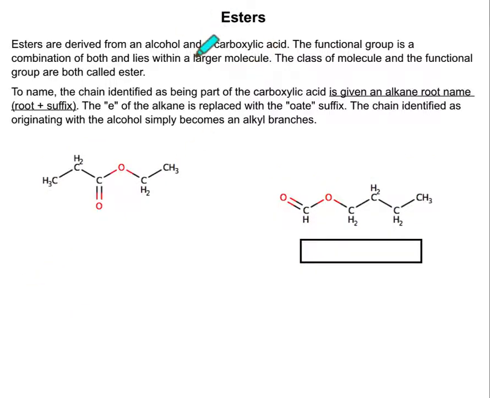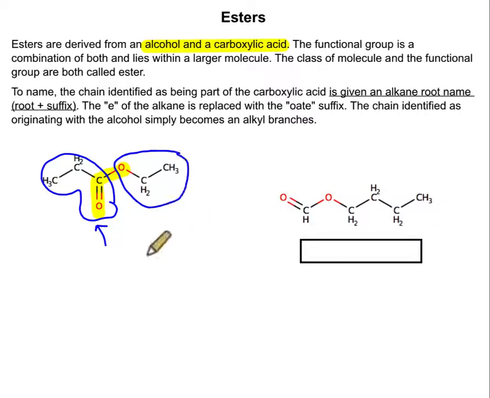Esters then are derived from a carboxylic acid and alcohol. So the functional group lies usually within a larger molecule. There it is in the middle of this molecule. And to name it, we have to first identify the component of the molecule that comes with the carboxylic acid. And it's right there. That's the carbonyl group. Alcohols do not have the carbonyl group. So this, with any associated attached carbons, is the component that came with the carboxylic acid, and the rest of it came with the alcohol.